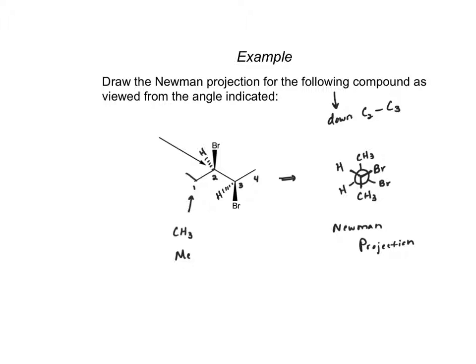Okay, all right, so two parts to it. Front carbon first: you have to orient yourself to make sure that you are seeing everything correctly. Once you've done that and identified the bond that they want you to look down, you draw the front carbon first with just our nice little Y shape, and then the back carbon is represented by that big circle in the back.